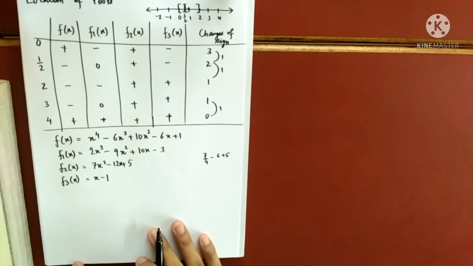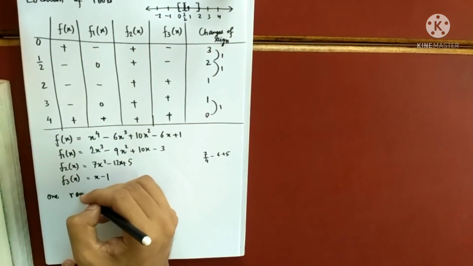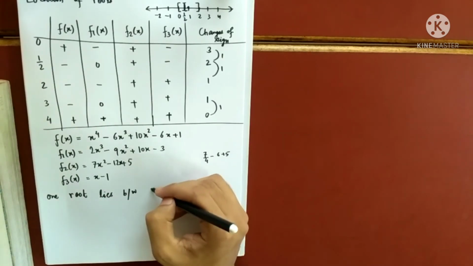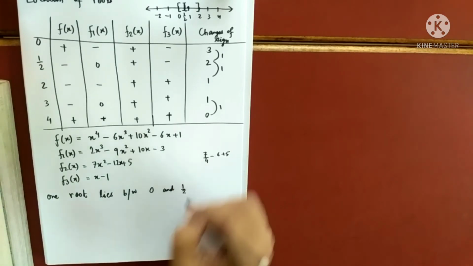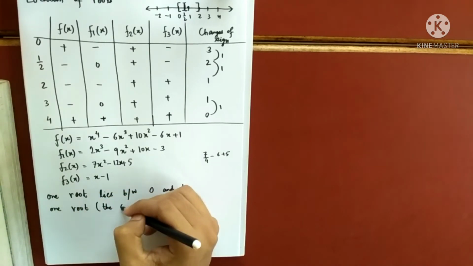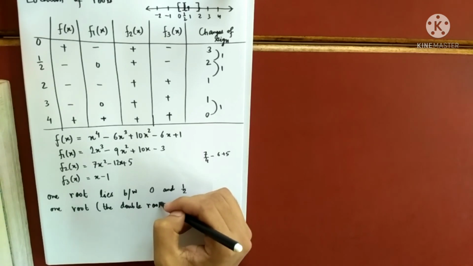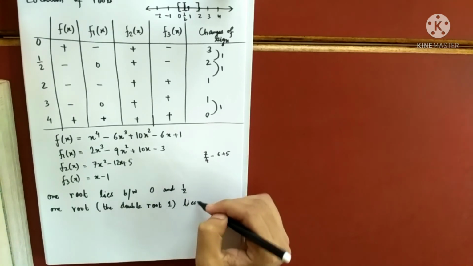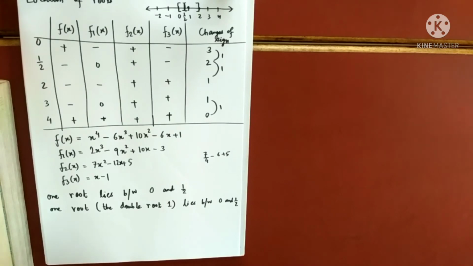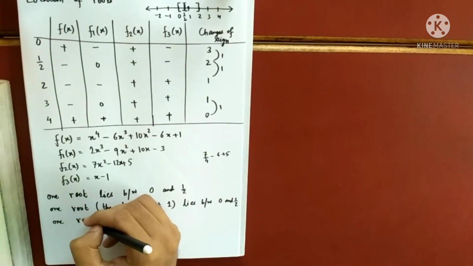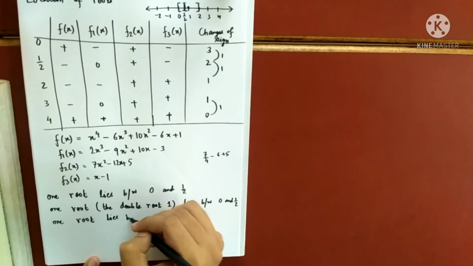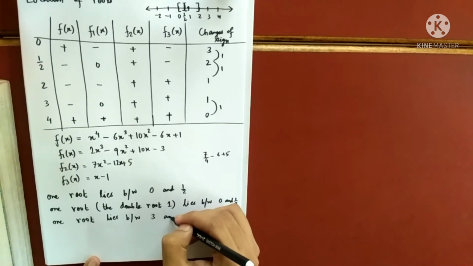Okay. So how will I conclude? One root lies between 0 and half, and I know this root, the double root 1. And 1 root lies between 3 and 4.